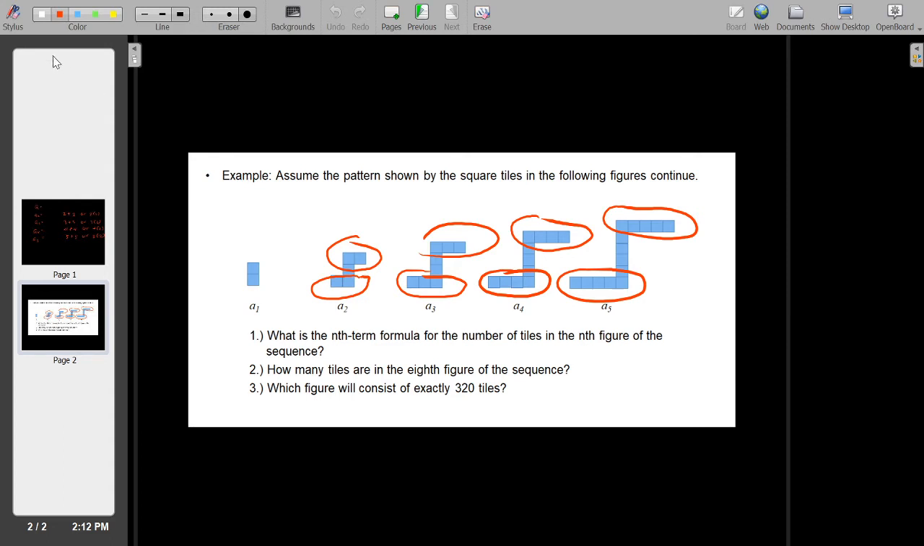Now, in the vertical part, again, let's start with the second figure first. We will go to the first figure later. So in A sub 2, you have 1 tile in the vertical section. In the third figure, you have 2 tiles in the vertical section. In the fourth figure, you have 3 tiles in the vertical section. And in the last figure, you have 4 tiles in the vertical section. So again, let's try to write those values down.